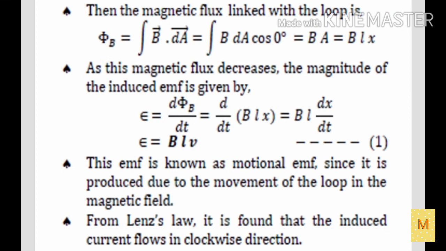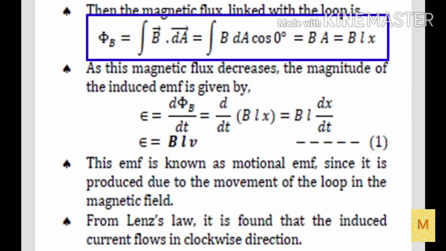Then the magnetic flux linked with the loop can be written as phi_B is equal to integral B vector dot dA vector, which is equal to integral B dA cos 0 degree, because the B vector and the area of the loop dA vector both are acting in the same direction, so that the angle between them will be 0 degree. Here cos 0 will become 1. So this term will become B into integral dA. Integral dA is nothing but capital A. So the equation will become B into A, which is equal to B l x. Here A is replaced by the area of the loop l into x.